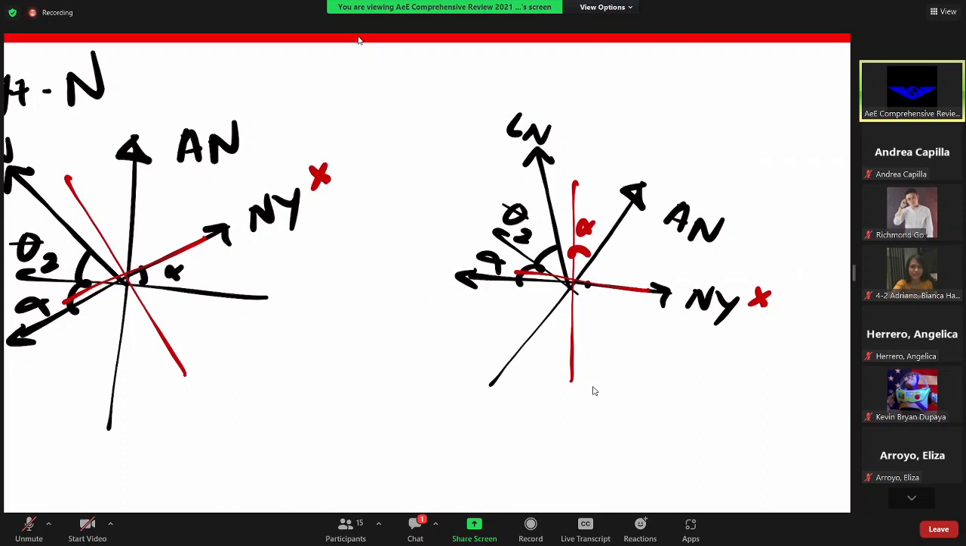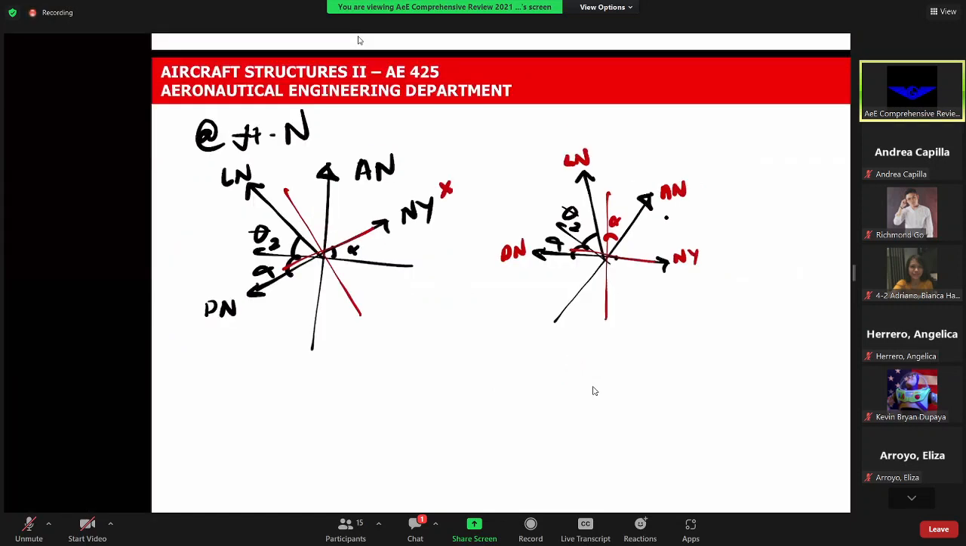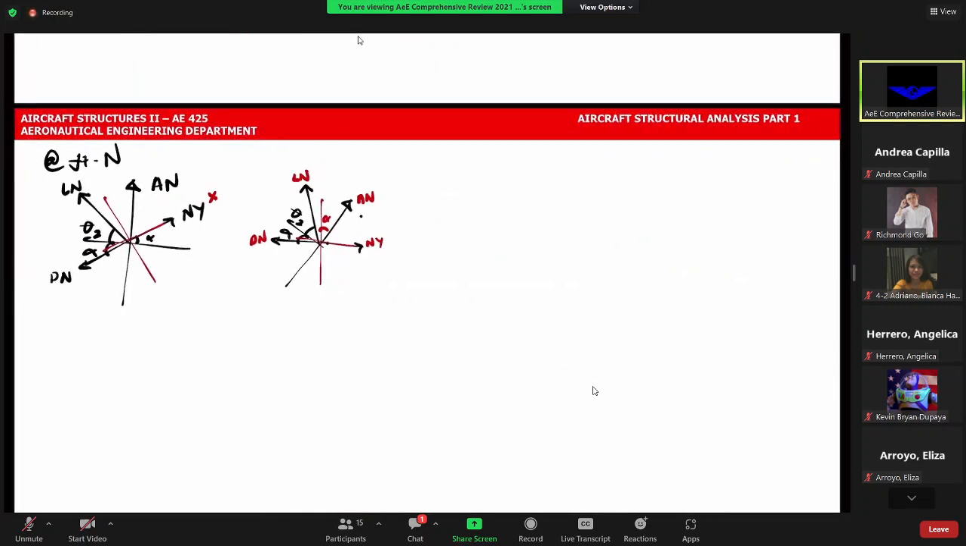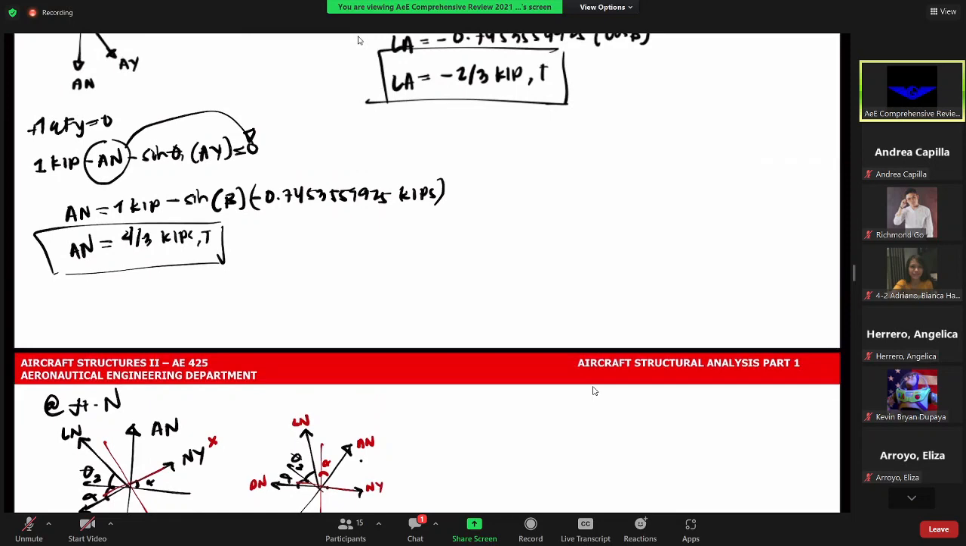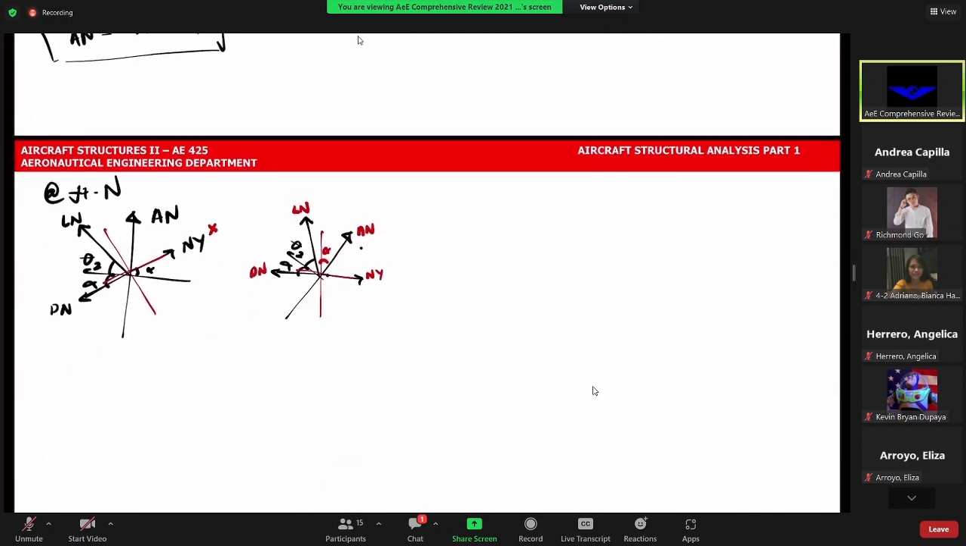So dahil nag-rotate ako ng axis, using ko lang is NY and this is AN. Okay? So mas madali na mag-summation forces X and Y ako kasi nag-rotating the axis ako. Kasi compare dito, makikita ko na yung LN ko and DN is merong X and Y component. So dahil doon, mag-equation 1 and equation 2 ako. Ngayon, dahil nag-rotating the axis ako, ang meron lang ako na Y component is yung LN.